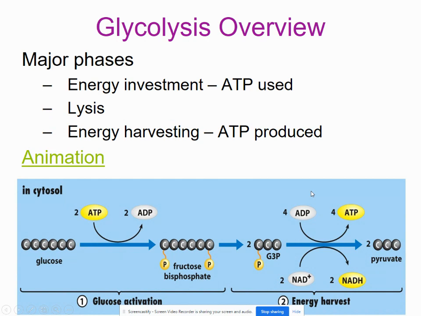Let's break glycolysis into 3 phases. We're going to have an energy investment phase, so we're going to put energy into it in the form of ATP. We're going to have the lysis phase, where we're going to split glucose. And then we're going to have the energy harvesting phase. So we're going to take those phosphates that we've added to glucose, and we're actually going to produce now 4 ATP for a net gain of 2.